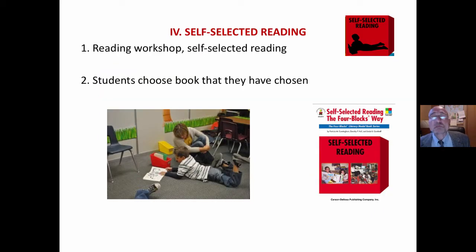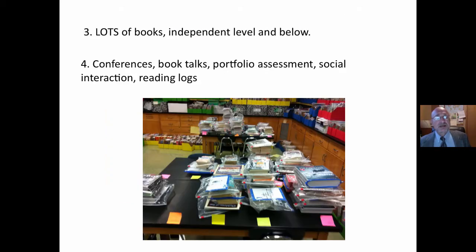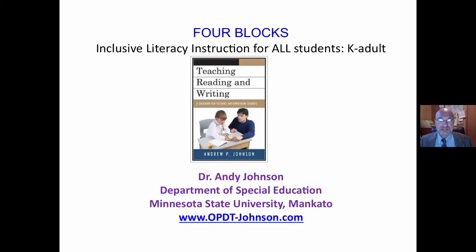And the fourth part of the 4 blocks is self-selected reading. Like reading workshops, students choose the books that they want to read. There should be lots and lots and lots of books at students' independent level or below. And you could include things like conferences, book talks, portfolio assessment, social interaction, reading logs. These are all parts of the 4 blocks literacy approach.